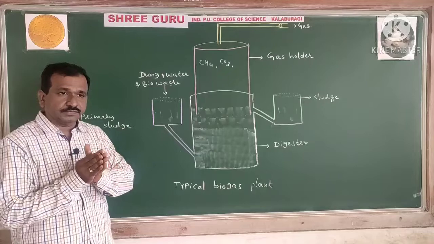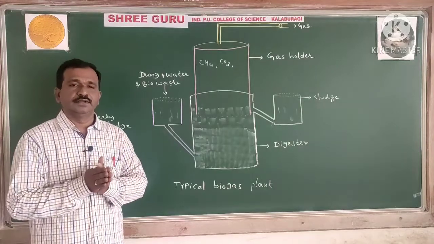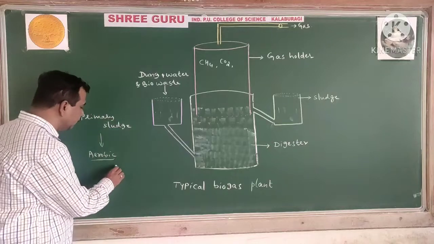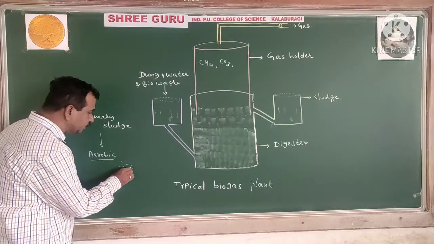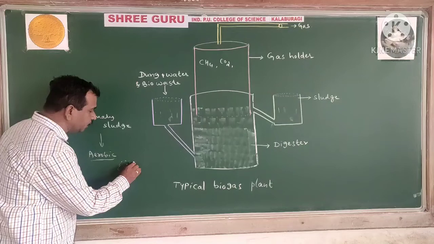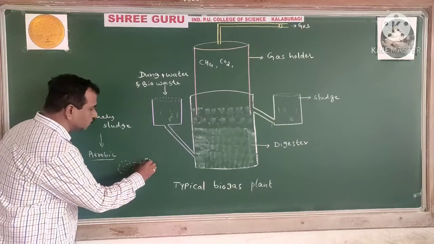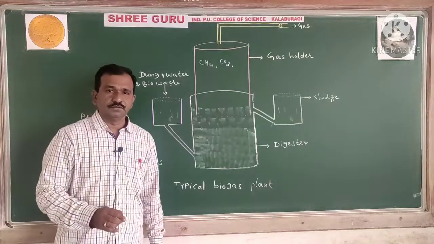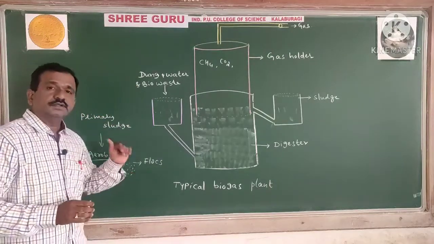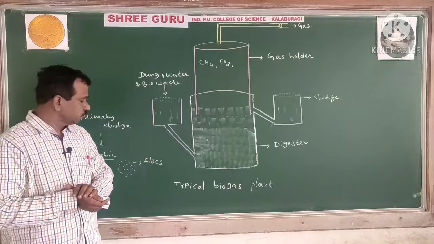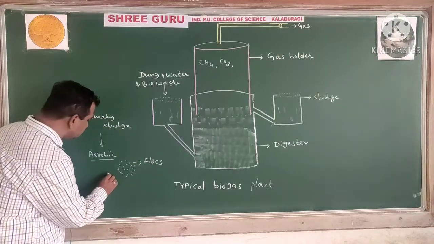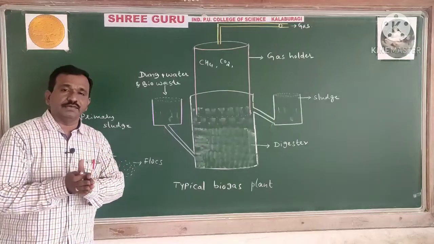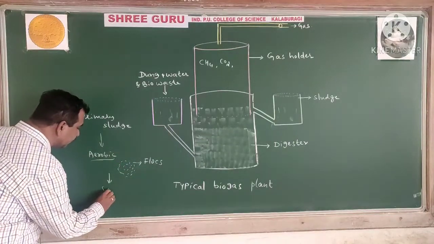Because of this, in this tank you can observe masses of bacteria associated with fungal filaments, which are called flocs, as we studied in the previous class. After the oxidation process, we send this main important part, the activated sludge, into the settling tank.